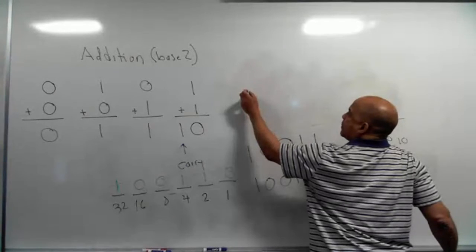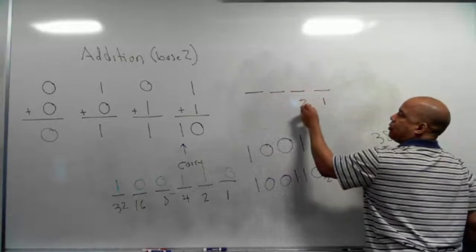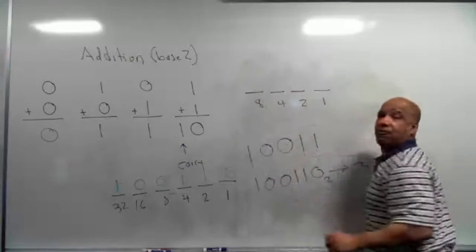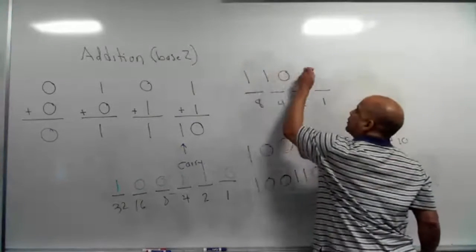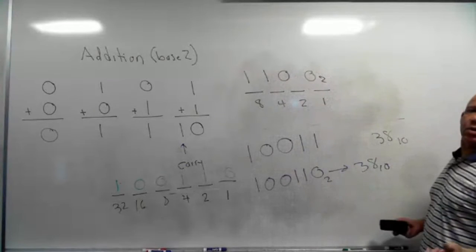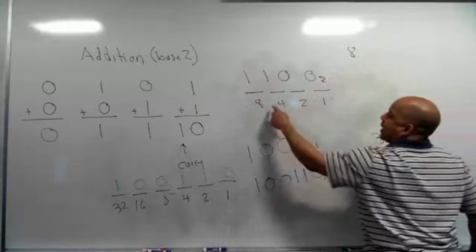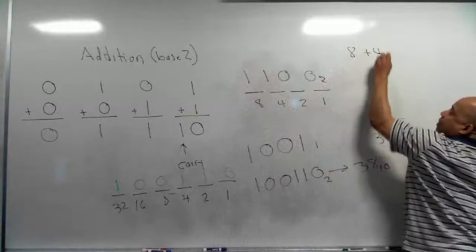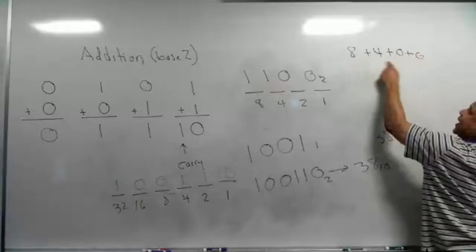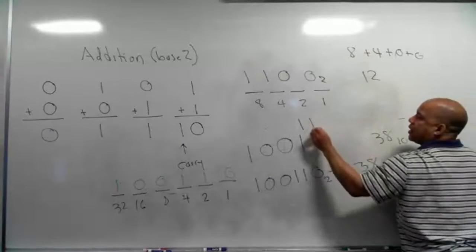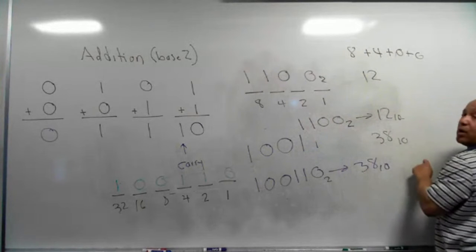Let's do the number we did in the example problem. In binary, the weights are 1, 2, 4, and 8 if I have 4 bits, right? So what if I gave you 1100 base 2? What is that in decimal? Well, I've got an 8, I've got a 4, I don't have any 2s, I don't have any 1s. If I add these up, I get 12. So 1100 in binary is a 12.